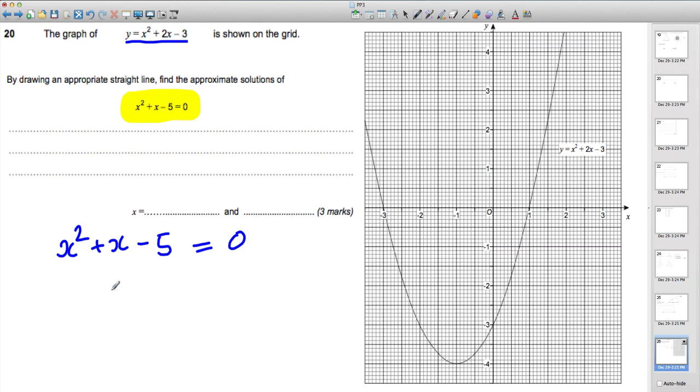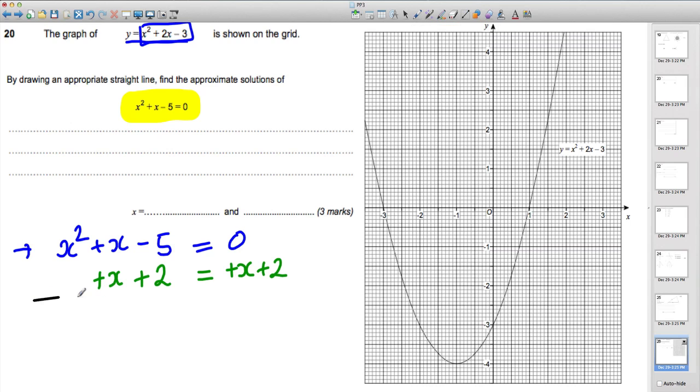Now, we would like to use this graph here. How could I make this be that graph here? What could I do to both sides of this equation that I'm trying to solve to make it be that? Well, remember, what I do to one side, I do to the other. Imagine I added an x, and imagine I added a 2. And if I did that on this side, I would have to do that on this side.